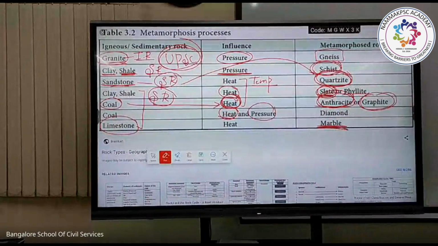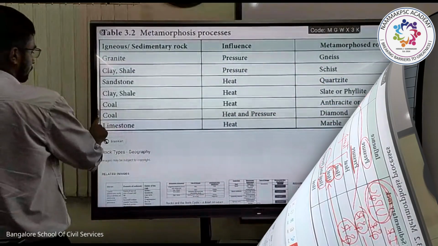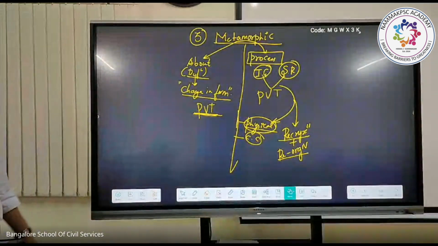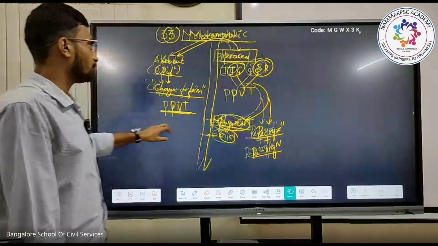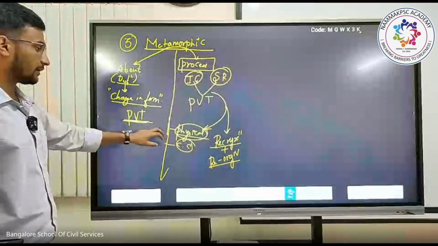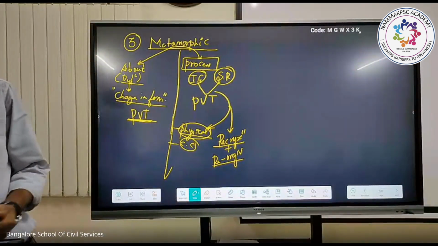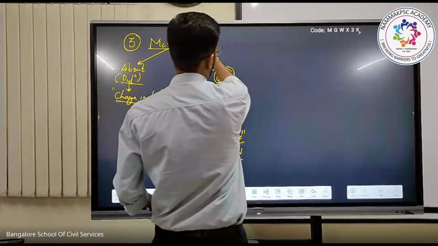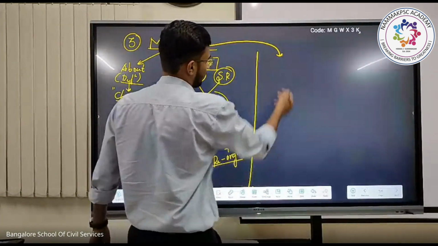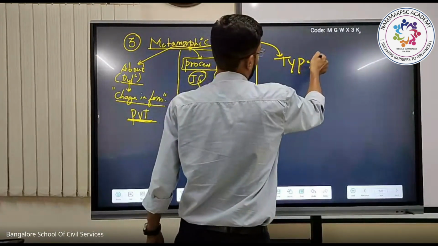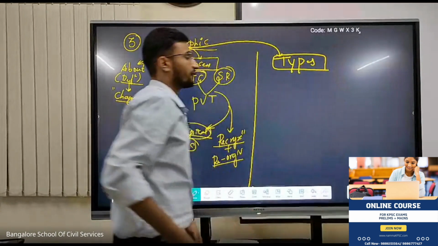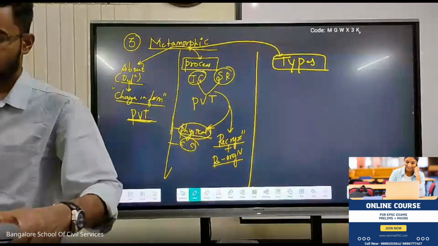Highly important. Clear? Next one, back to the third major important blueprint. What is the third one? The third one is the types of metamorphic rocks.